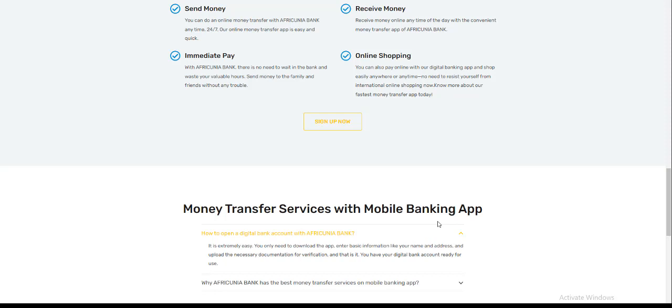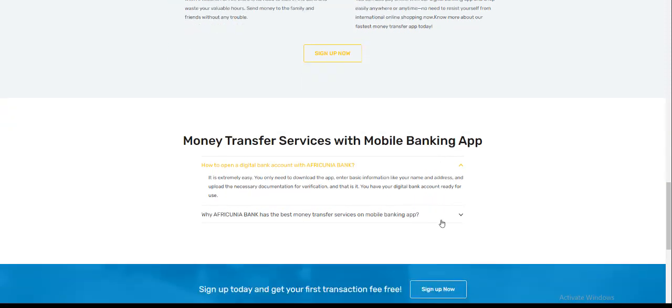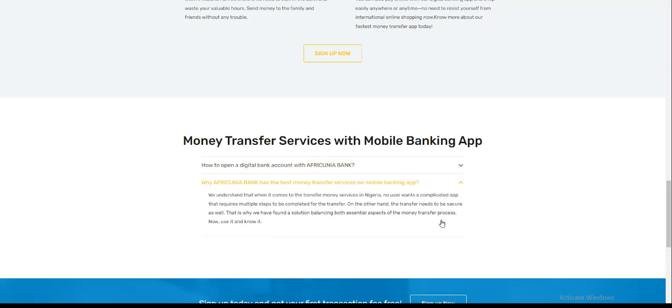Loan. We are an authorized loan provider bank in Nigeria and have the best loan plans for you with reasonable and competitive rates. Fixed deposit program, send money today with us. The effort is ours, the reward is yours.